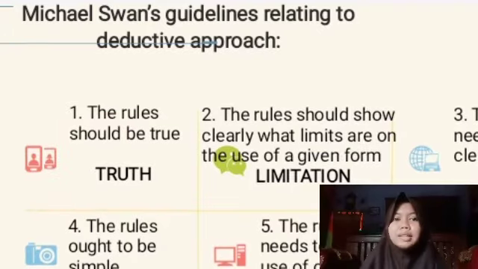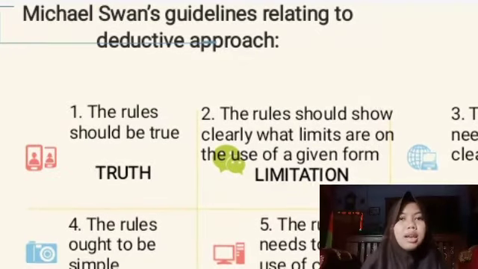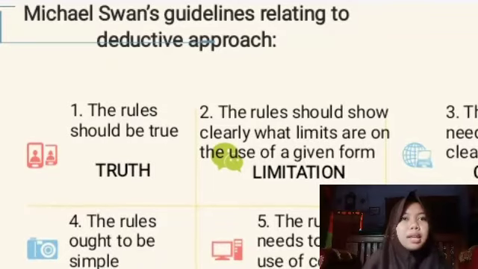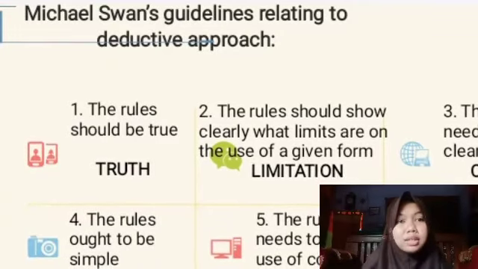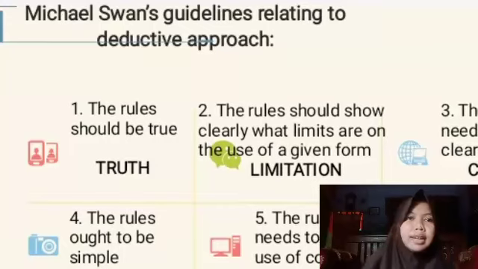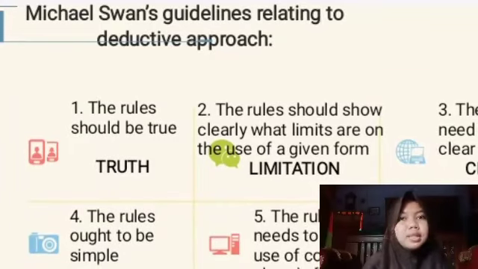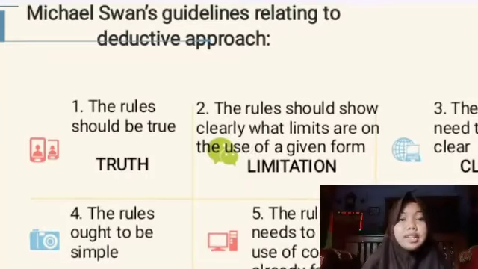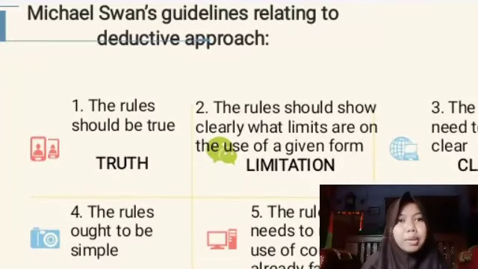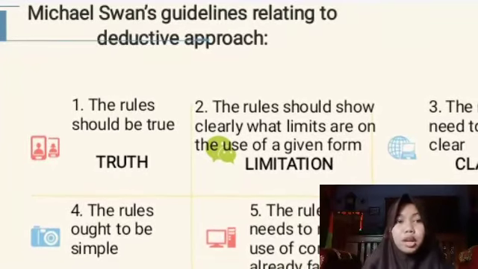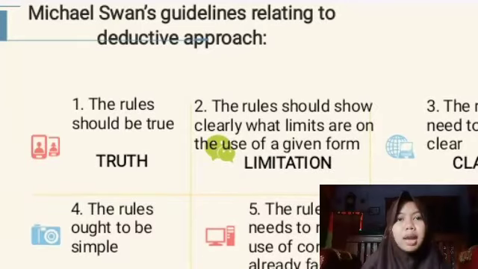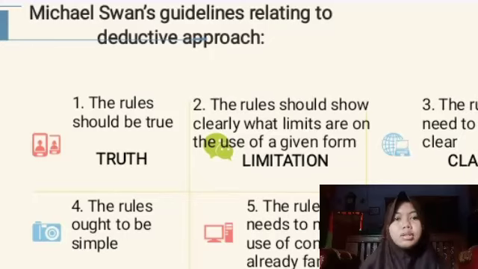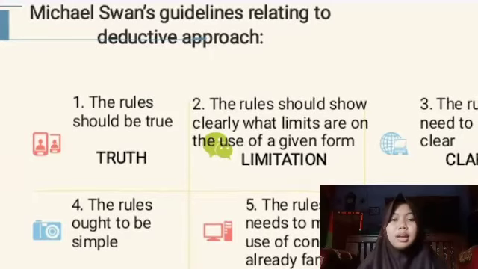To sum up, the deductive approach commences with the presentation of a rule and then is followed by examples in which the rule is applied. In this regard, students are expected to engage with it through the study and manipulation of the examples. In the application of the deductive approach, Michael Swan outlines some guidelines for when the rule is presented. Among them are: first, truth.